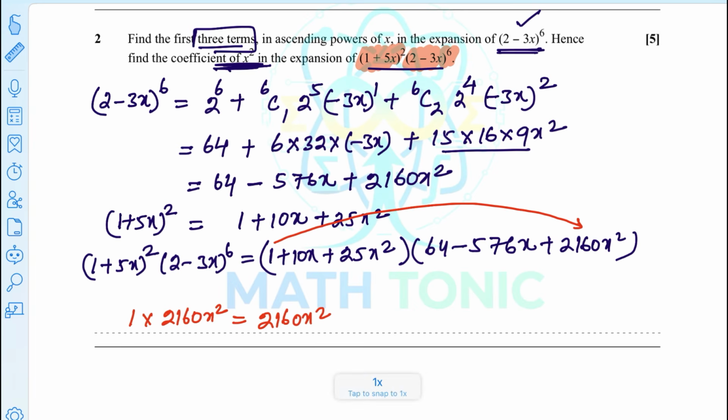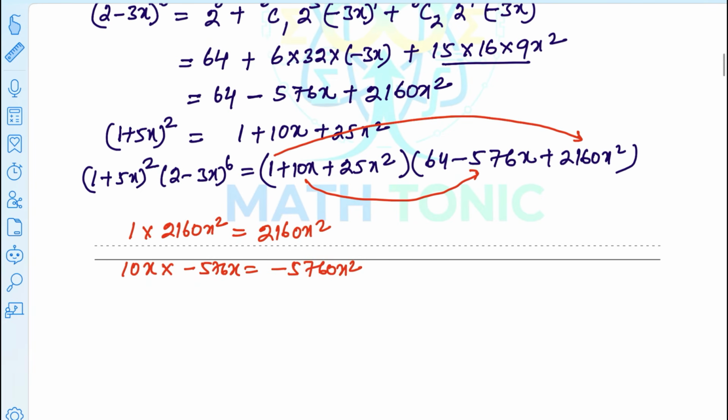There will be 10x times this one, so we can say 10x times, we have minus 576x, so this will give you minus 5760x squared. Is it okay? Next, I think 25x squared times 64, right? So 25x squared times 64 equals 1600x squared.